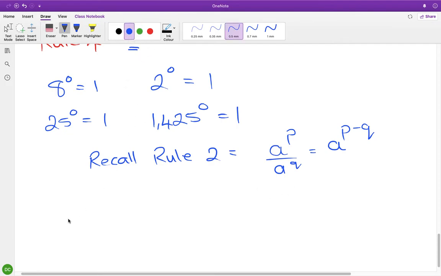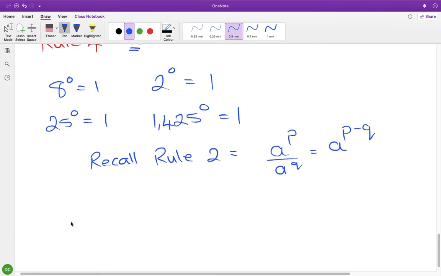Okay, so let's pick an example. Let's do 3 divided by 3. Forget about indices for a second. 3 divided by 3. Third year higher level maths, hopefully. We all know that the answer to that is 1. Now I'm going to bring the indices into it.